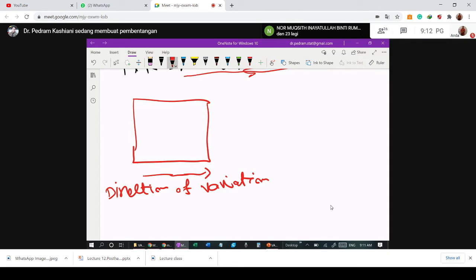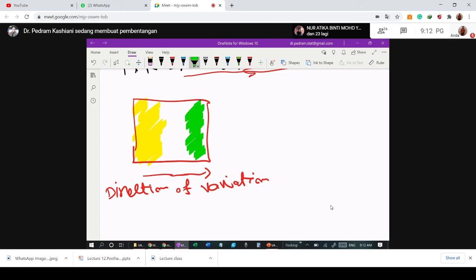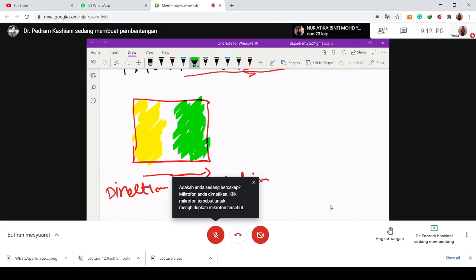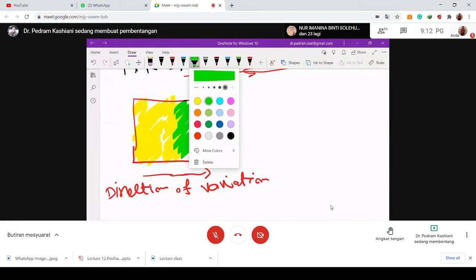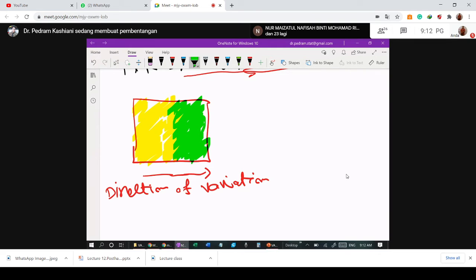So whatever happens in this field, there should be a difference between this part, and this difference should slowly reduce to go to the other part. So it should be something like this. So I say that, okay, this is the direction of my variation. I start from this one and gradually go from yellow slowly to become green. So therefore, this is the direction of my variation.